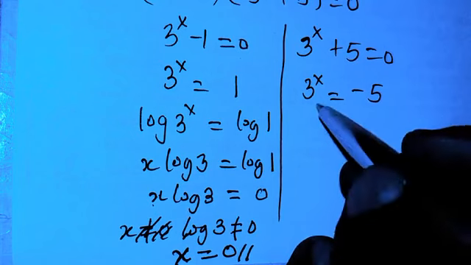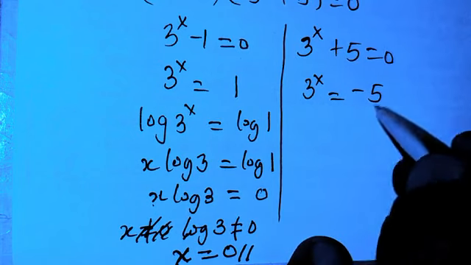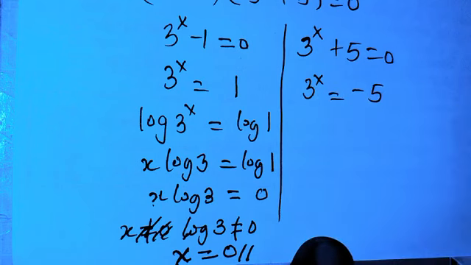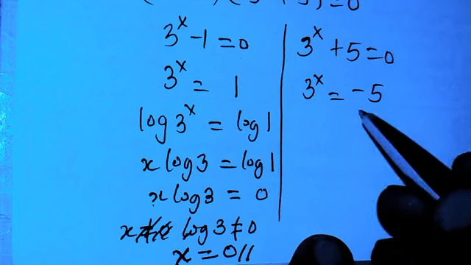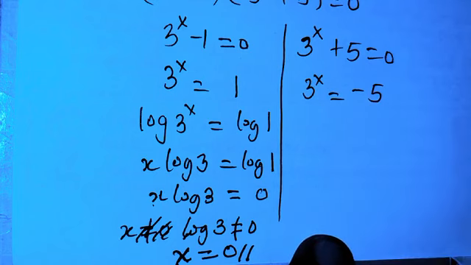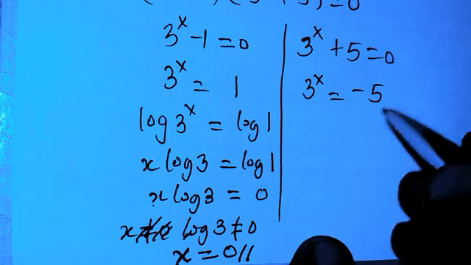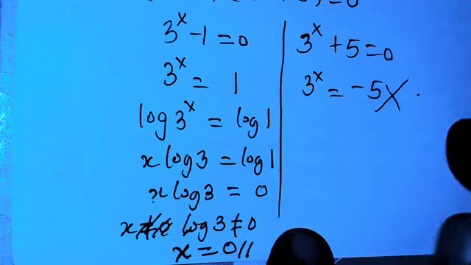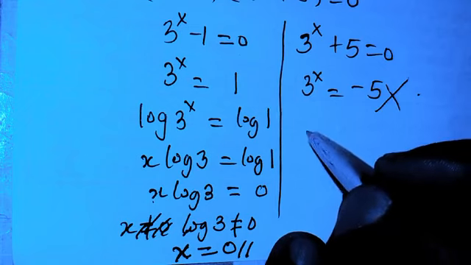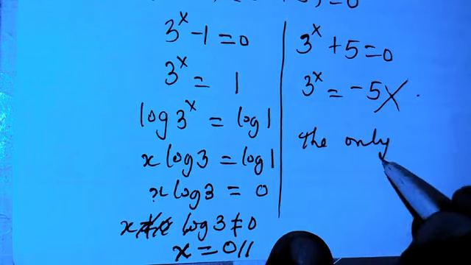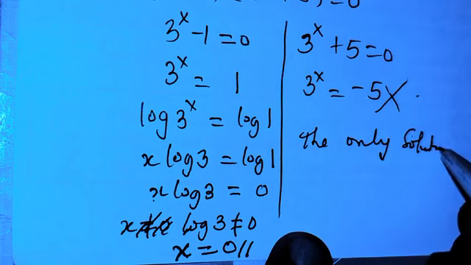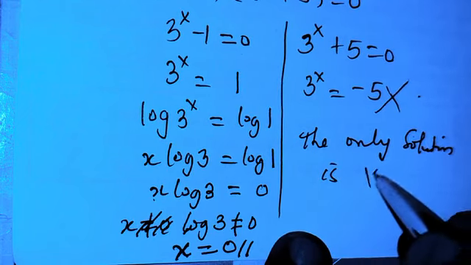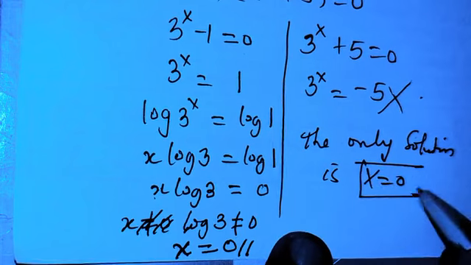Then if you look at this place, 3 to the power x cannot give us a negative value. Do you understand now? Because if you take the logarithm of this, you would have the logarithm of a negative number. Therefore we are going to discard this. So the only solution we have is x equals 0, and that is it.